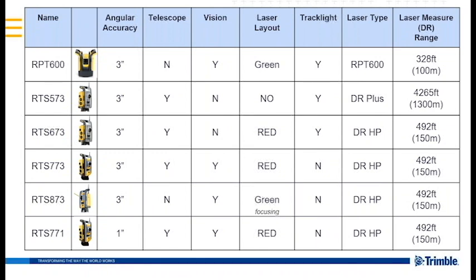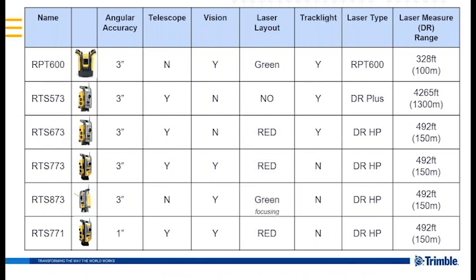And then we've got another range of total stations, so the RTS, robotic total station range, and these range from a 3-second machine to a 1-second machine if anybody requires that higher level of accuracy, with some different features. So the main differences being some have cameras in, some don't. We've got the 573, which has got a longer DR range, which is great if you're working on a large site. Yeah, I saw that 1,300. Yeah, and all these obviously differ in price depending on your requirements.